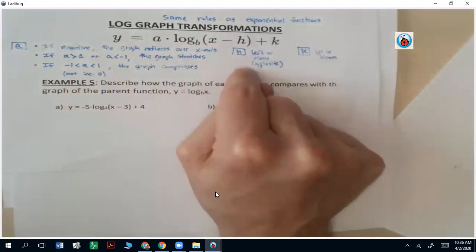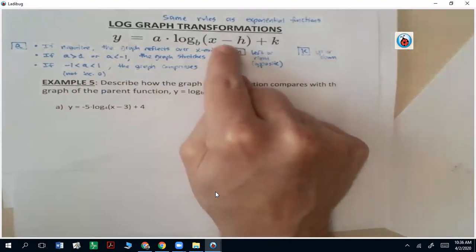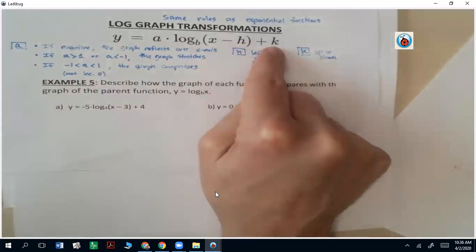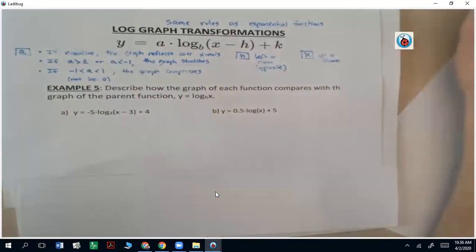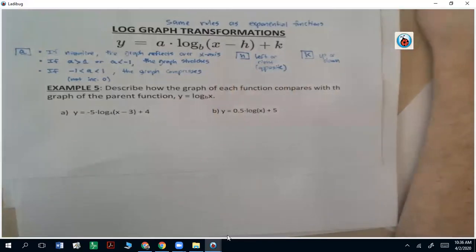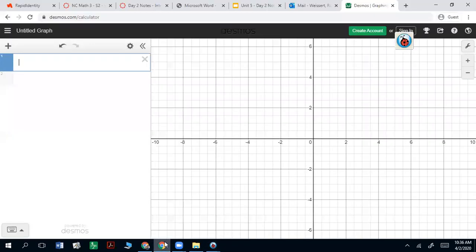It will go left or right if you add or subtract a number in the log from the x. And it's always going to be the opposite of what the axis will tell you. So if it's minus, it's going right, plus is going left. And if you're going to add or subtract a number at the end, it'll shift it up or down, as you would expect.